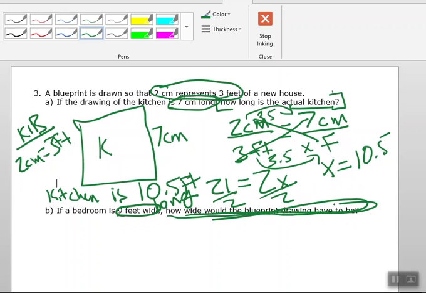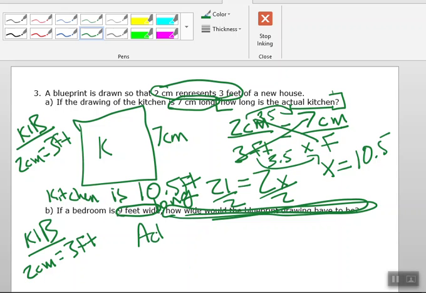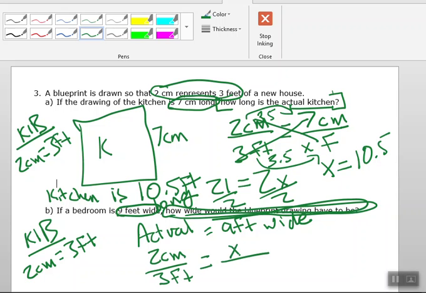Oops, sorry. How wide would the blueprint drawing have to be? So in this case, I'm using the same scale. I'm using 2 centimeters is equal to 3 feet. But instead of going from the drawing to the actual, I'm going from the actual to the drawing. So I know here that the actual is 9 feet wide. Okay, so that just means my ratio is going to look a tiny bit different. I'm going to put 2 centimeters over 3 feet is equal to x, because that's my unknown, over 9 feet.